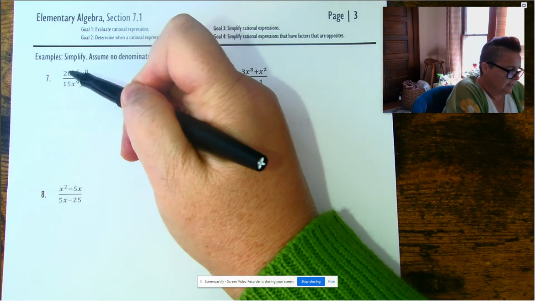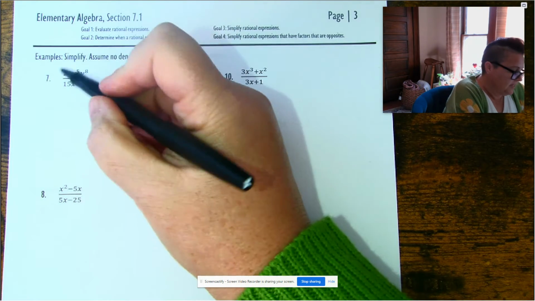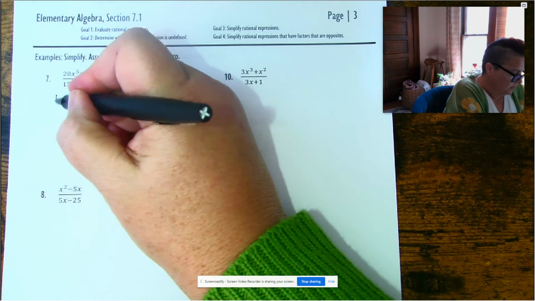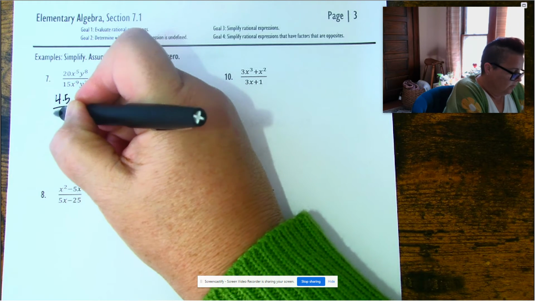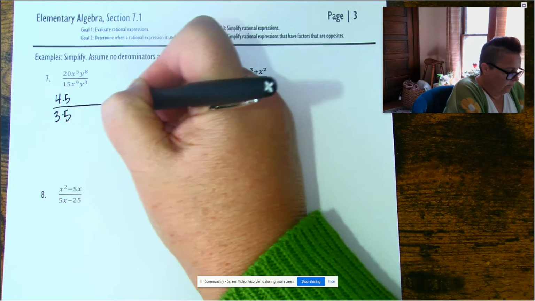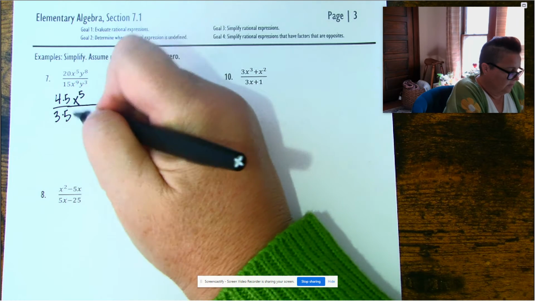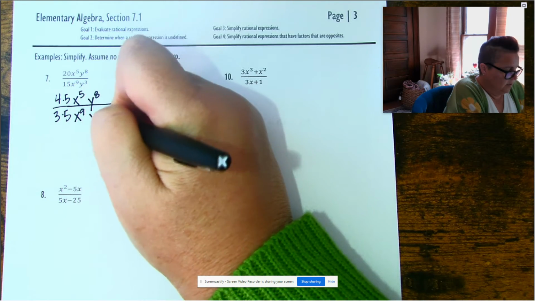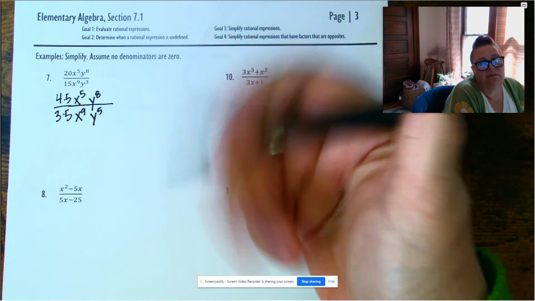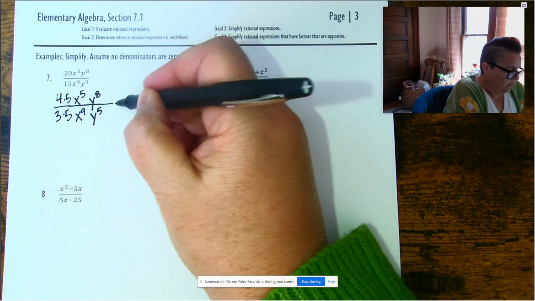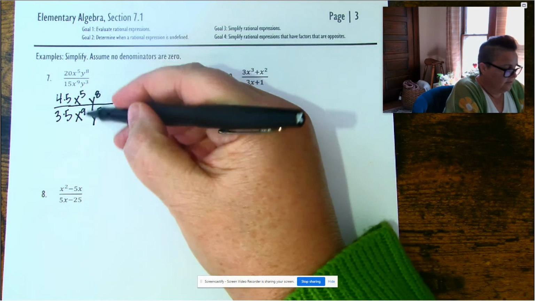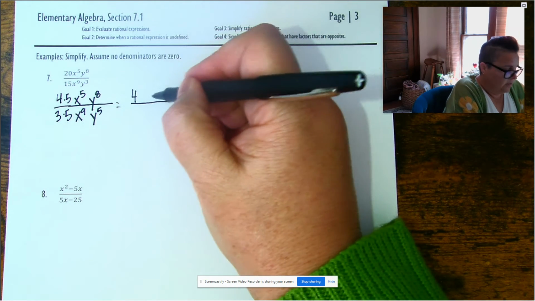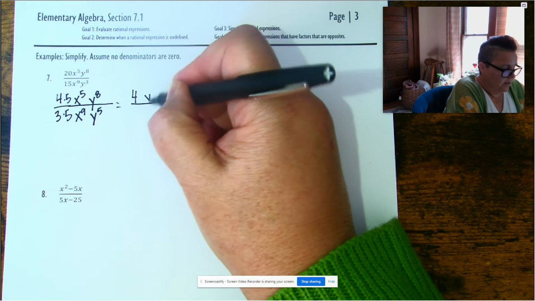All right, let's look at this and just look at the numbers. 20 and 15 are both divisible by 5. So I'm going to write down the extra step. So this would be 4 times 5 over 3 times 5. This is an x to the 5th. This is an x to the 9th, y to the 8th, y to the 5th. Notice I can cancel the 5s. So I will have a 4. The x to the 5th will cancel with the x to the 9th. Y to the 8th over y to the 5th would give me y to the 8 minus 5, or y to the 3rd.